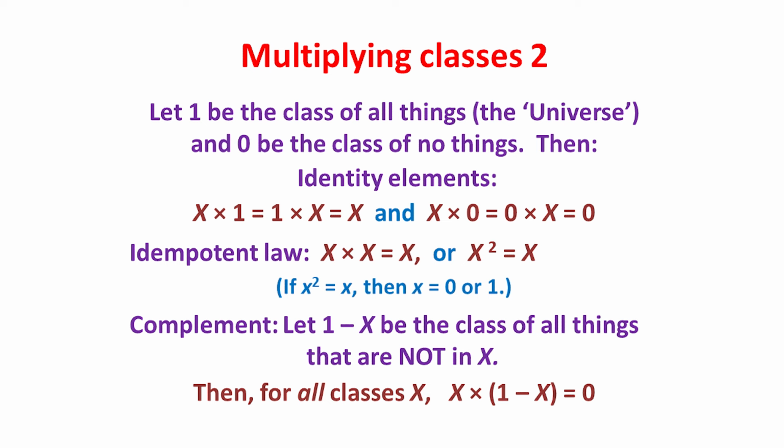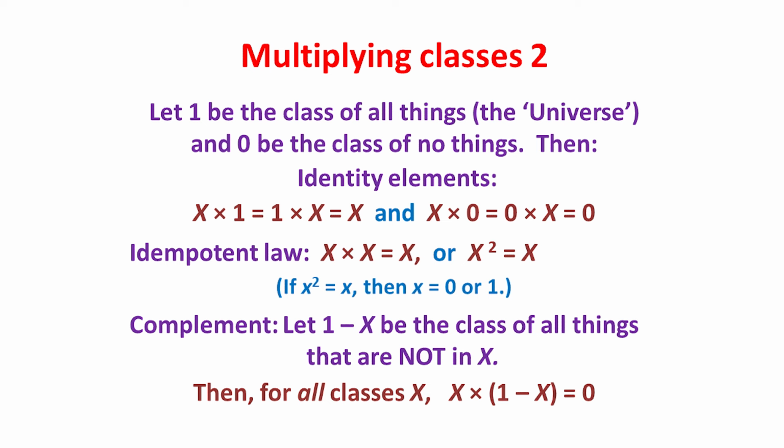But unlike the algebra of numbers, we have a new law, the idempotent law. x times x equals x, or if you prefer, x squared equals x. Here, the class of all things that are in both x and x is just the class of all things in x. So x times x is always x. But this doesn't happen for our number system, where if x squared equals x, then x is either 0 or 1.